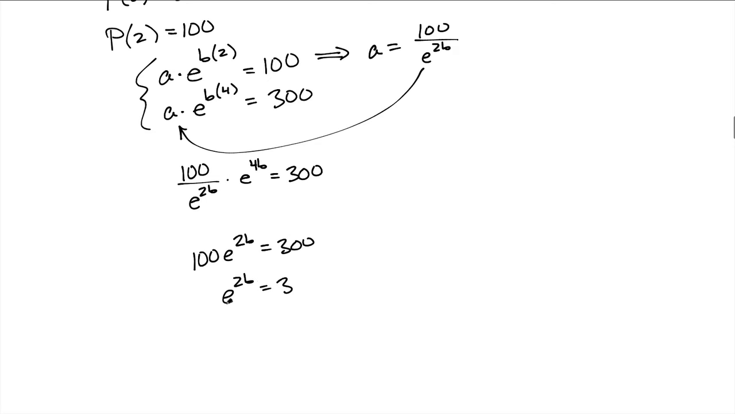To solve for b, we need to get rid of this base of e, which we can do with a natural log. So we take the natural log of both sides. That cancels the e on the left, and we have 2b equals the natural log of 3. Divide by 2, and finally we have b equals 1/2 the natural log of 3.